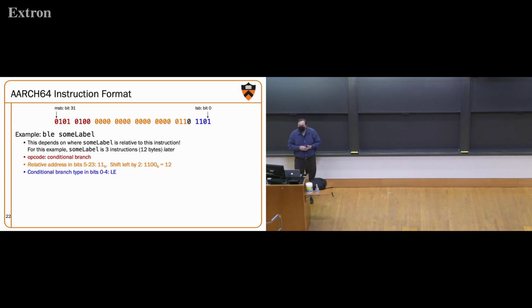What if you need to do a conditional branch? Well, there's this other instruction format where you encode which condition you want in some bits. The actual offset is a little bit shorter. You're more limited in conditional branches than in unconditional branches, but it still gives you kind of plenty of range.